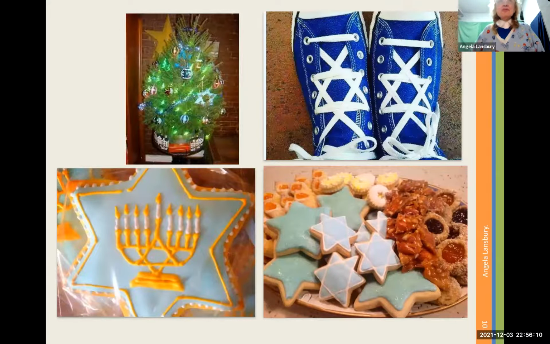Now, like Christmas, Hanukkah has become a commercial festive occasion. On the right, you can see what people have done at home. They've decorated biscuits for the family. And on the left, you can see that they've made a Christmas tree, which they call a Hanukkah bush, decorated like the traditional Christmas tree with lots of baubles hanging.